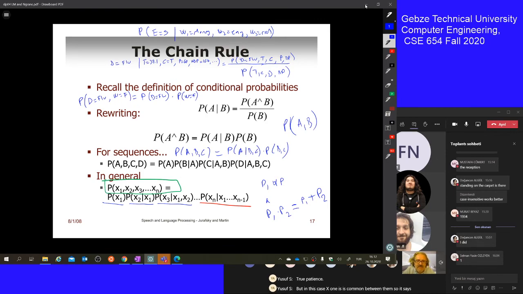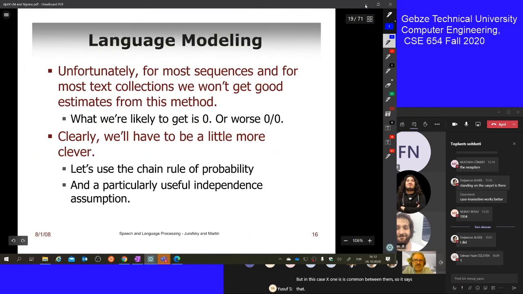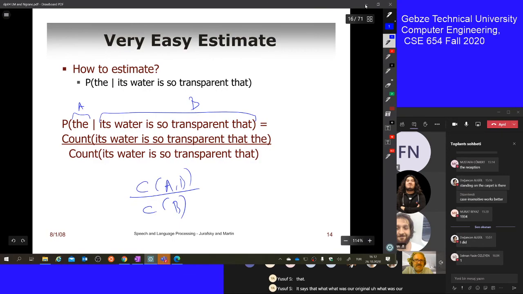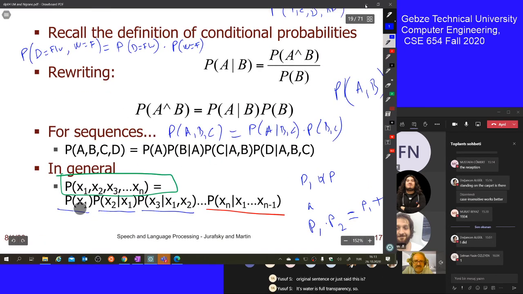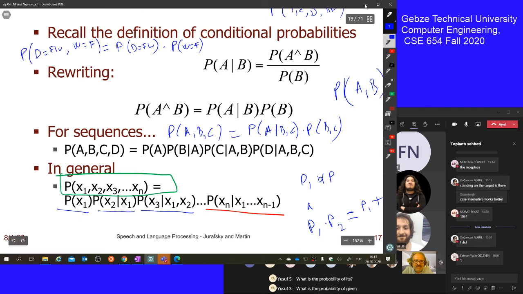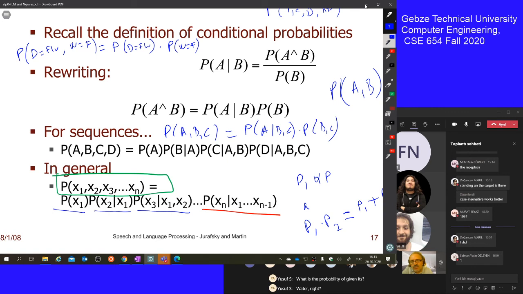So what was our original sentence? The original sentence is, its water is so transparent that. So it says, what is the probability of, given its water, right? They are all related. I cannot make this assumption. Okay, I just thought, since we are approximating. That's an idea, good, but that wouldn't take us very far. That wouldn't take us towards our final destination.